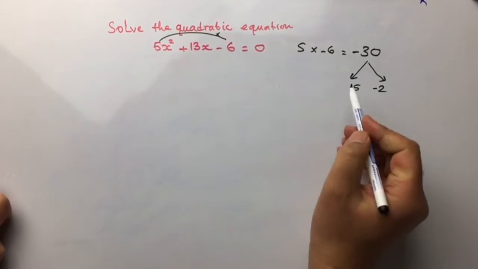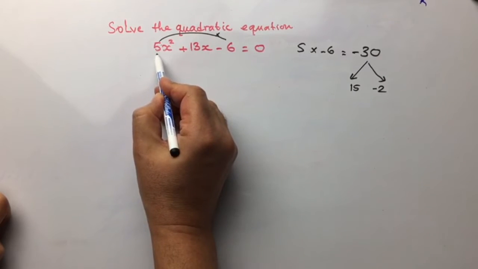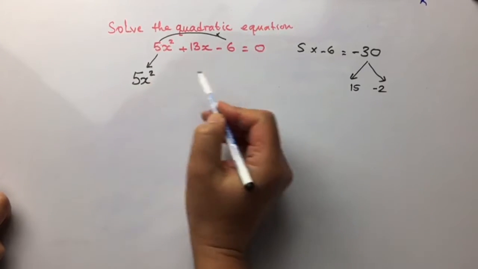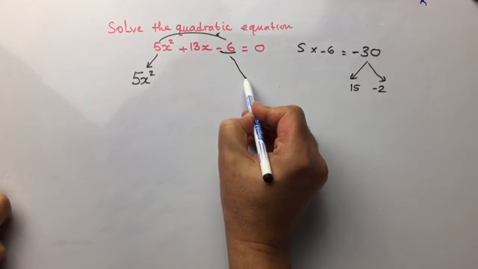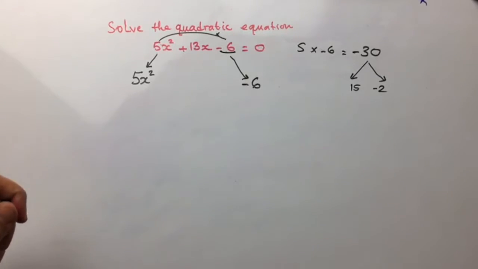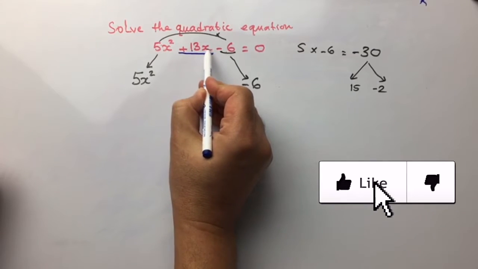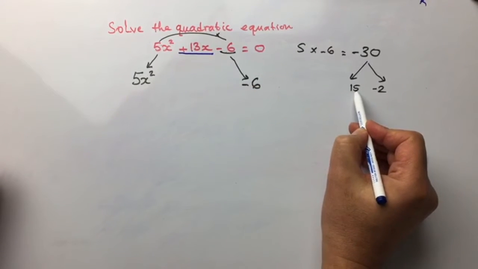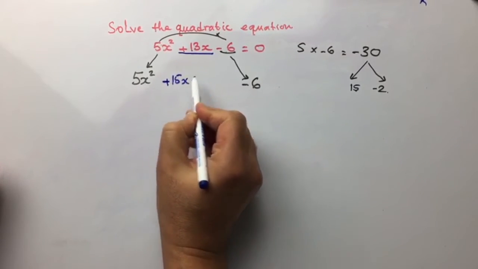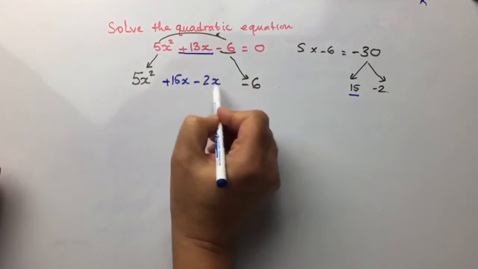Right. So once you have your numbers 15 and minus 2, now you go back here. You keep the first term the same, 5x squared. Also you keep this one the same, minus 6. So all you have to change is the middle part of the quadratic equation, plus 13x. You will change it into plus 15x and minus 2x. All you have to do is add x here.